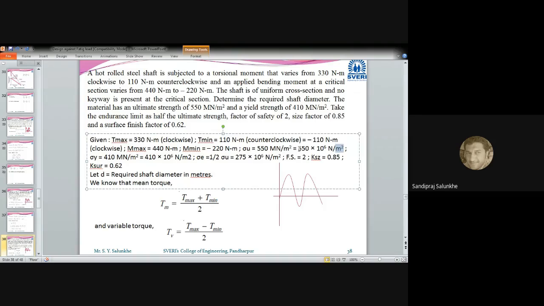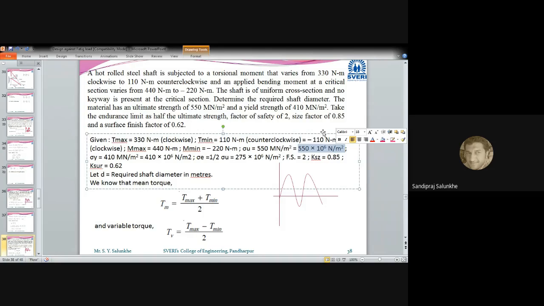If I want this quantity in Newton per millimeter square, what do we have to do? Can anybody give me the answer? Am I audible? Yes, sir. Okay. What do we have to do? Dividing by 10 raised to 6. Right. Dividing by 10 raised to 6, that we will get as Newton per millimeter square.